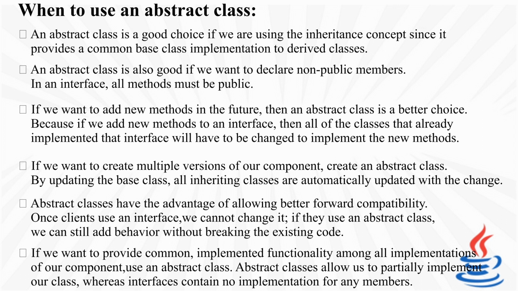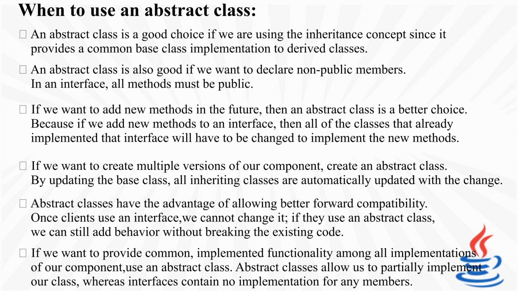In an interface, all methods must be public. Point is if we want to add new methods in the future, then an abstract class is a better choice. Because if we add new methods to an interface, then all of the classes that already implemented that interface will have to be changed to implement the new methods.